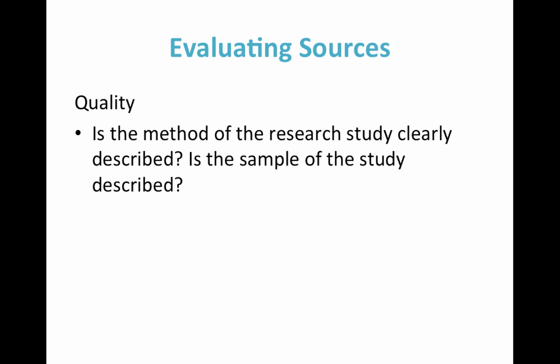Let's move to quality. Is the method of the research study clearly described? Is the sample of the study described? In Tall, Dark, and Stable, it sounds like the researchers did an experiment with 47 undergraduate students who were not in relationships. We don't know a great deal about the sample other than their relationship status. We also don't know if they used random assignment.